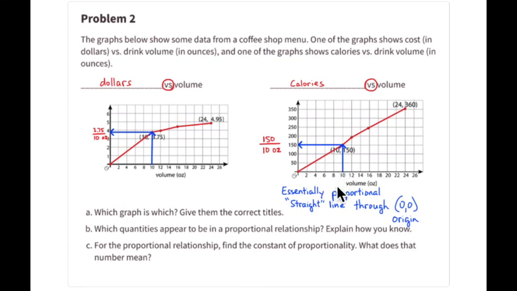And calories is essentially proportional. It's almost a straight line. It's not quite a straight line, but it's almost a straight line. It goes through 0, 0, the origin. You can draw dollars per volume, or the cost, through 0, 0 also, but this is not a straight line.